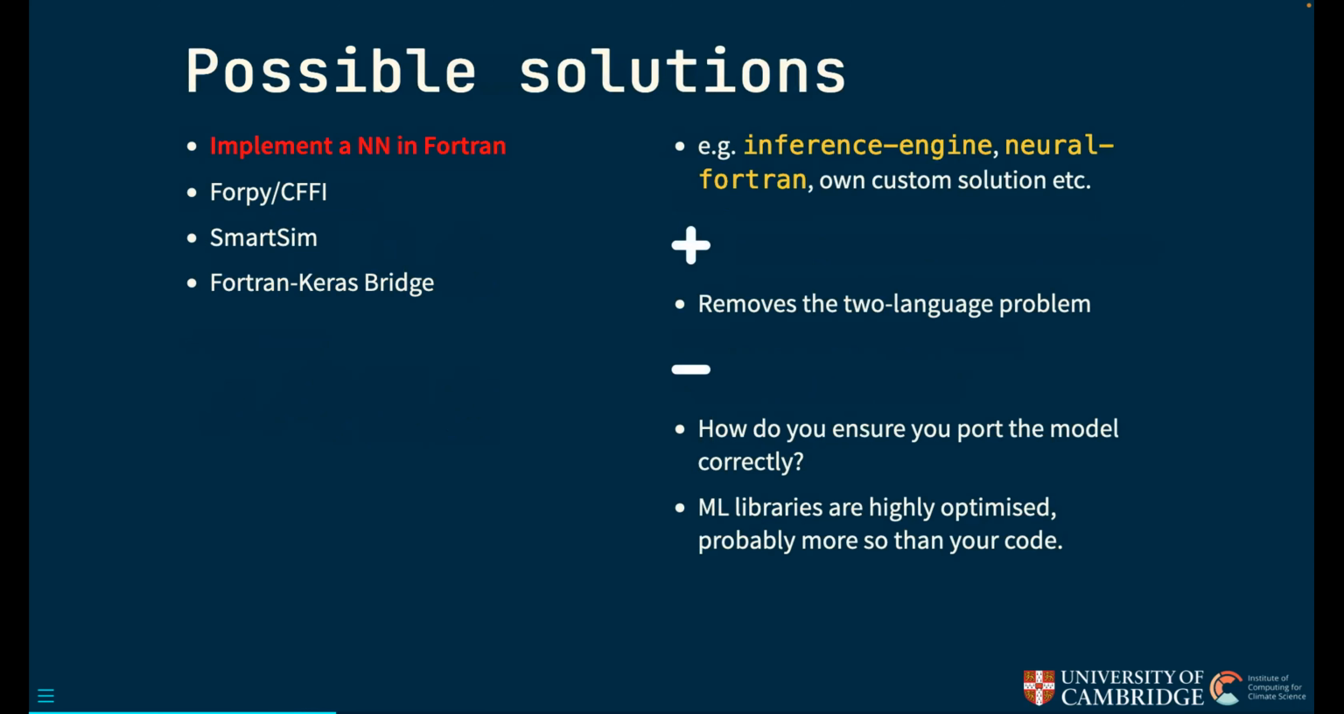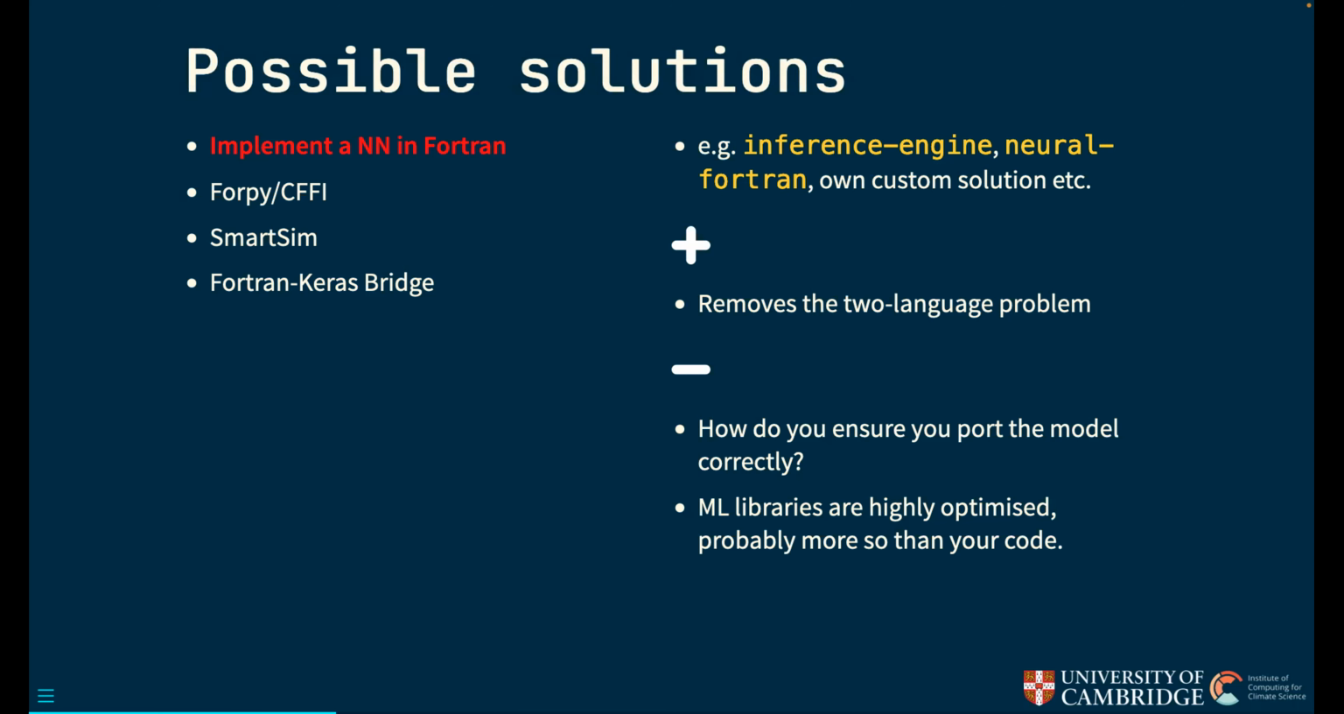Perhaps the most naive one would be to implement your neural net in Fortran. We have seen some researchers who do this. They will train it in PyTorch, then save those weights, read those weights into Fortran, and then code up matrix multiplications. Whilst this is nice because it does remove the two language problem, there are a lot of problems here in ensuring that you've ported your model correctly, and whether people are doing all the testing needed to check that, I'm not so sure.